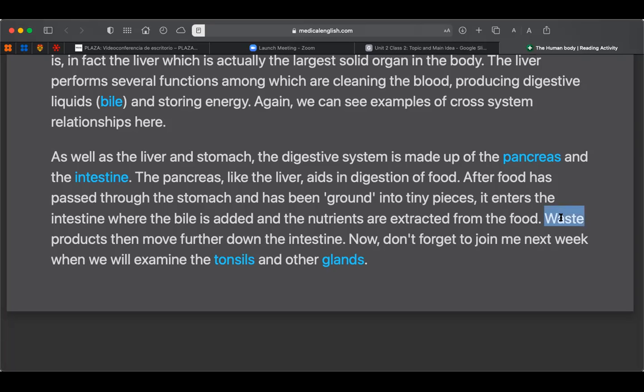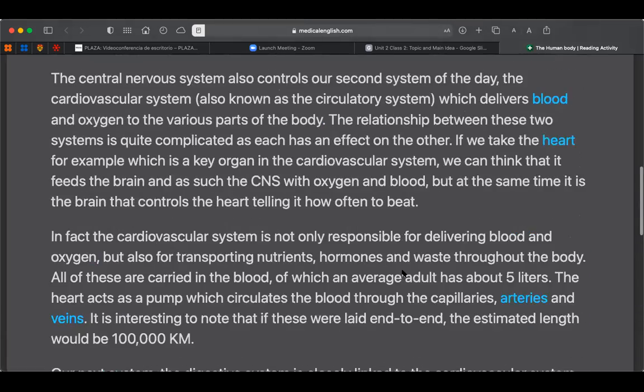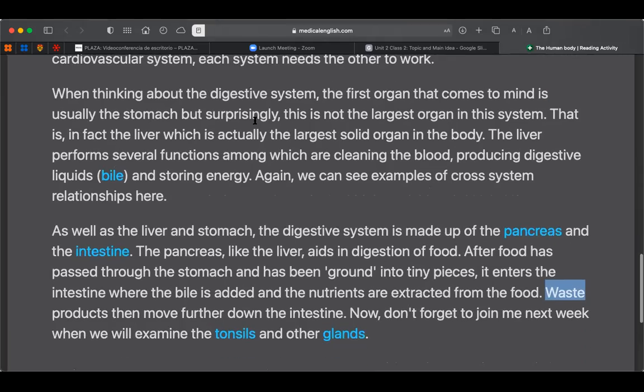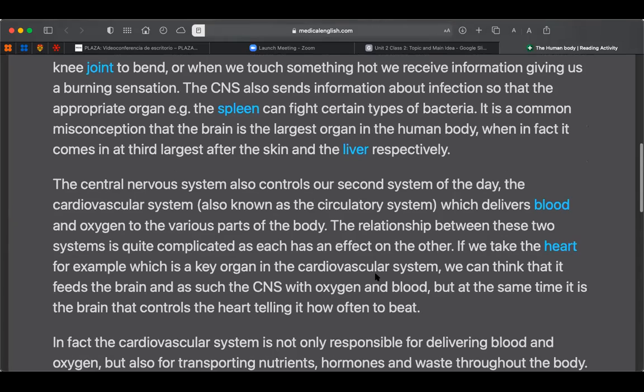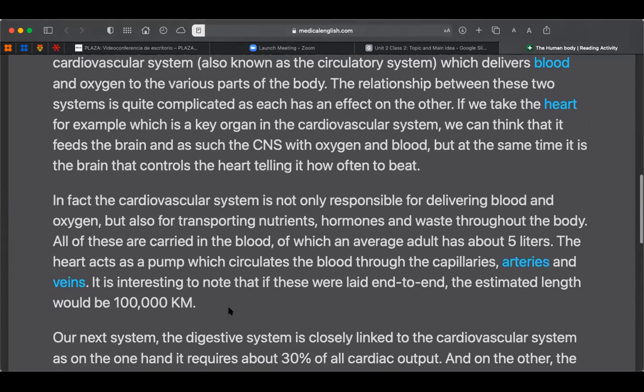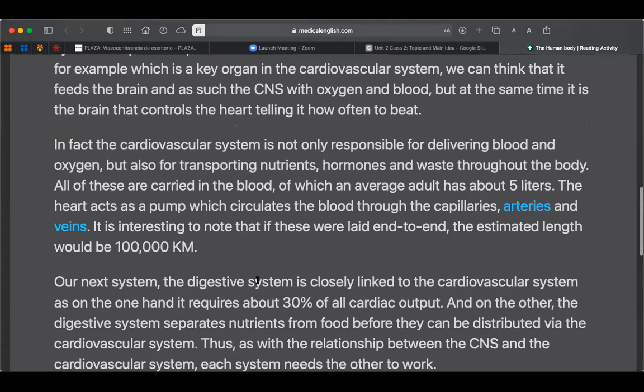Waste products then move further down the intestine. Now, don't forget to join me next week when we will examine the tonsils and other glands. Okay, very good. So we learned about the digestive system and how it works. And we learned about the cardiovascular system and how it relates to the central nervous system.